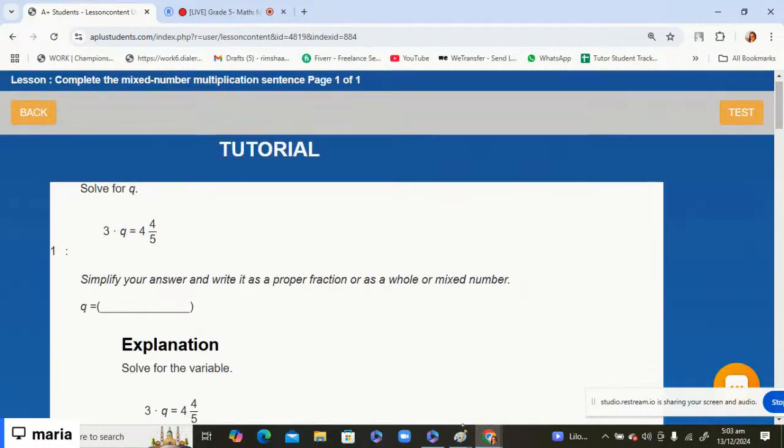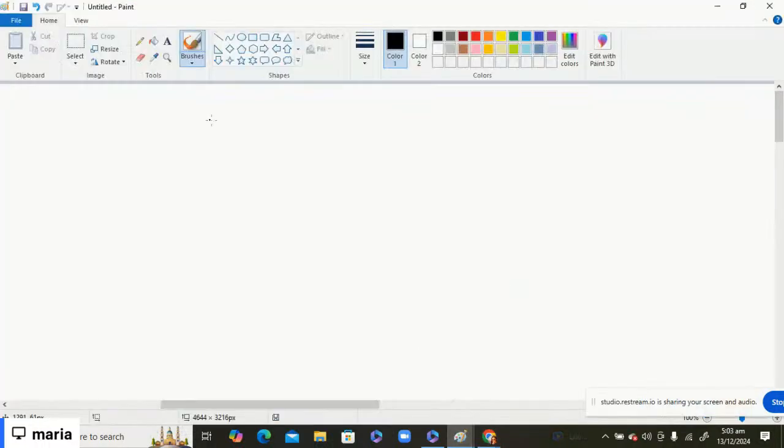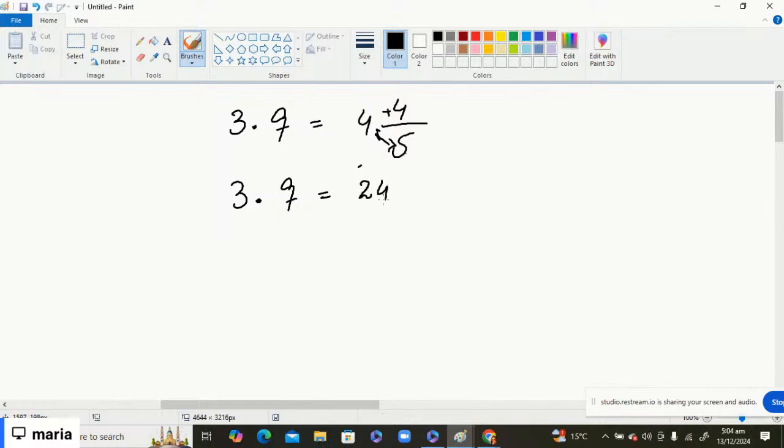Let me write the question here. 3 times q equals 4 into 4 by 5. So here 3 times q as it is. How can we solve the mixed number? We multiply these two numbers and add this. So 5 times 4 is 20, 20 plus 4 is 24 over 5.